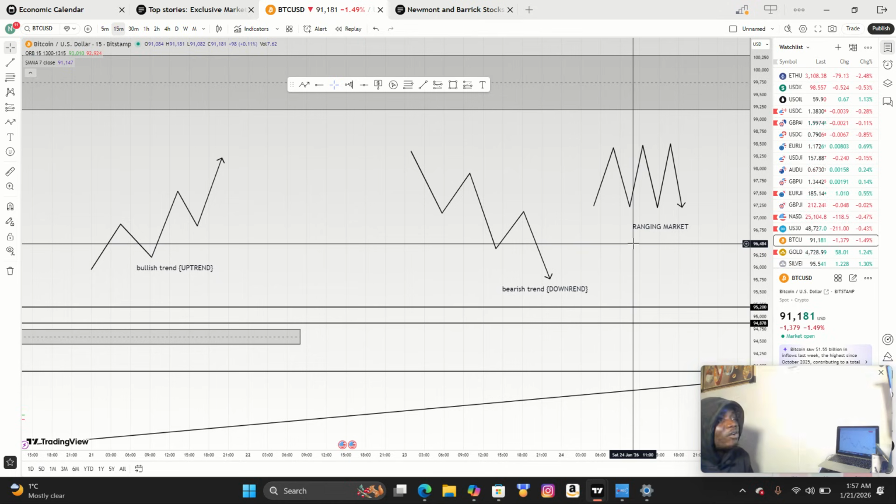The bullish trend is always creating a series of higher highs, higher lows, higher highs, higher lows. And the things I just mentioned are the composition that forms what we call an uptrend. An uptrend is composed of higher highs and higher lows.